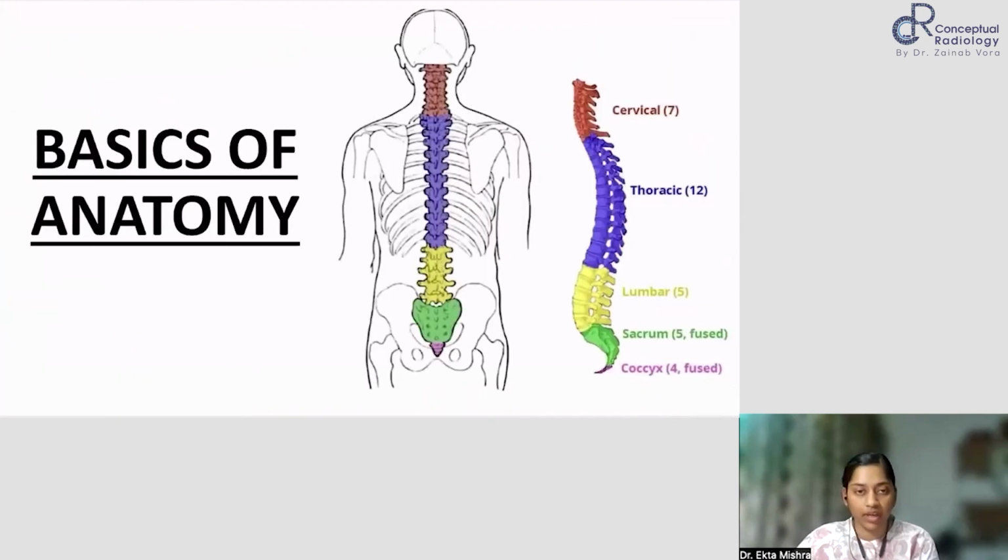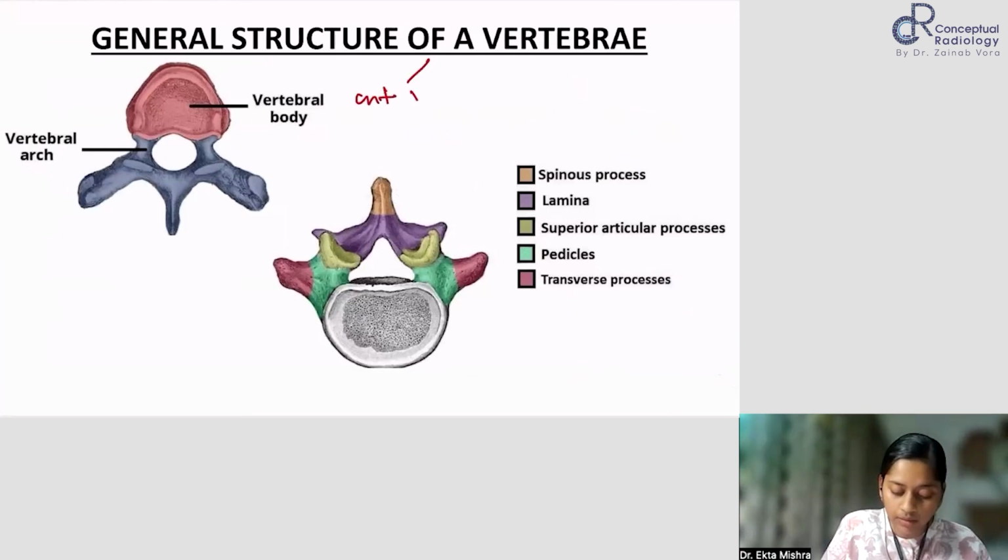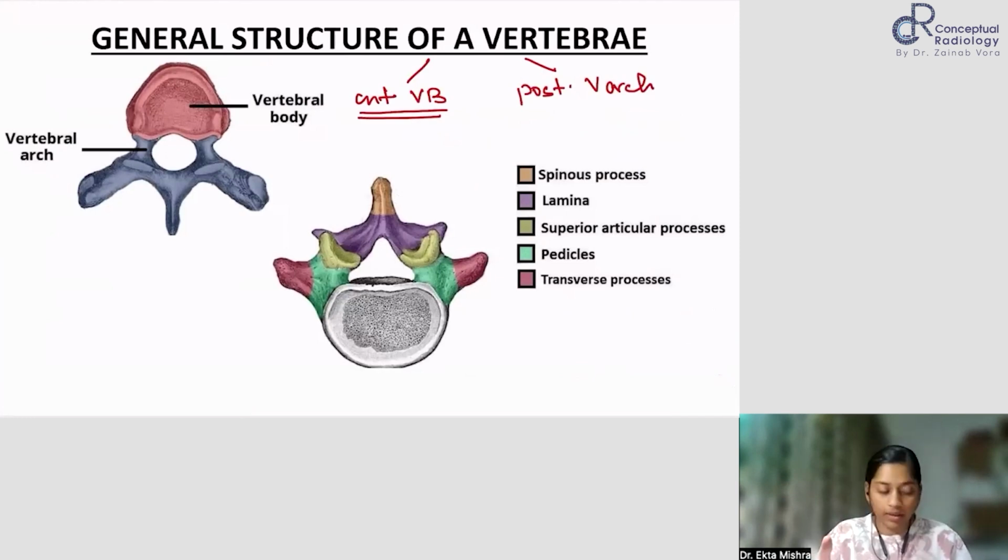So starting with the basics of anatomy. Anatomy of the spine is very important because if we know the normal anatomy, then only we can identify what is abnormal. So beginning with the dorsal spine, thoracic vertebrae are 12 in number and there are 5 lumbar vertebrae. So the general structure of a vertebra: each vertebra consists of an anterior vertebral body and a posterior vertebral arch. The vertebral body is located anteriorly and is the weight-bearing component. The vertebral arch is located posteriorly and it forms the lateral and posterior part of each vertebra.